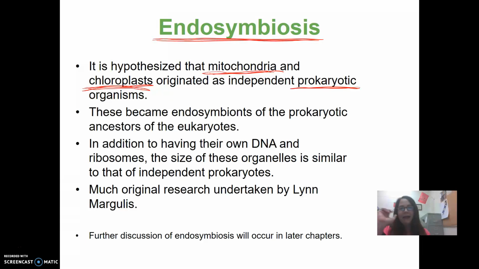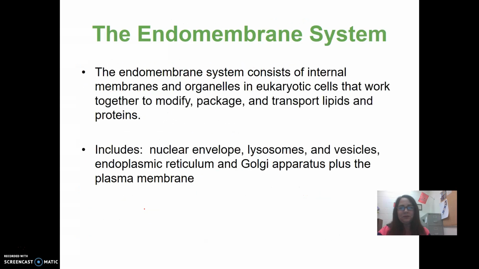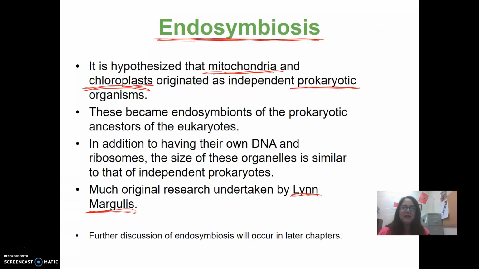If you want to look into that further, Lynn Margulis is someone that you can Google. There's nothing else in this chapter about it, so it's just saying that because the mitochondria and the chloroplast have their own DNA and their own ribosomes, and they're very similar to prokaryotic cells, maybe they originated as those cells.